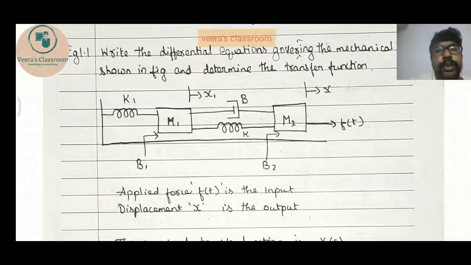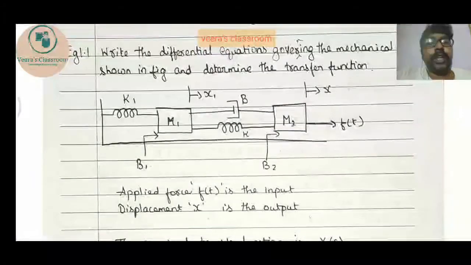So here we are going to consider two components, m1 and m2, and m1 is connected to the component k1 and it has a friction b1, and it has an elastic element k and a frictional element b, and the displacement is x1. And m2 has a frictional element b, elastic element k, frictional element b2, and it has a displacement x and an applied force f of t. So applied force f of t is the input and the displacement x is the output.